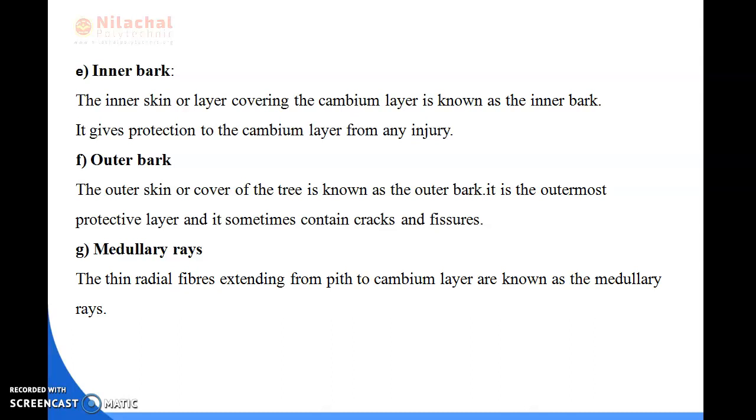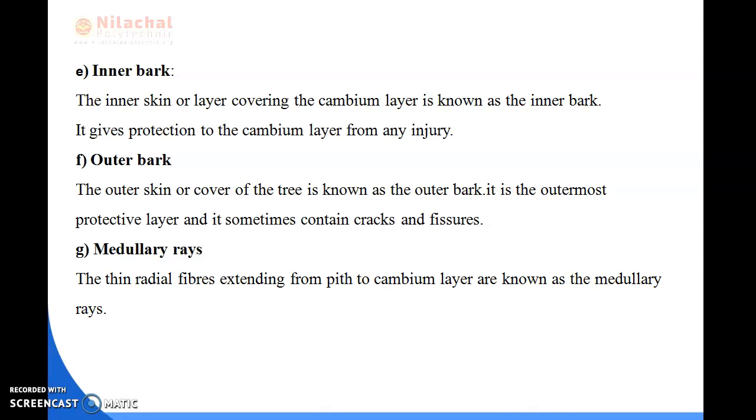Next, I have already shown the outer bark. The outer skin or the cover of a tree is known as outer bark, and it is the outermost protective layer. It sometimes contains cracks or fissures. I have shown you the outer bark in the diagram. So we can say that the outer skin or the cover of the tree is known as outer bark, the outermost protective layer, and it sometimes contains cracks or fissures.